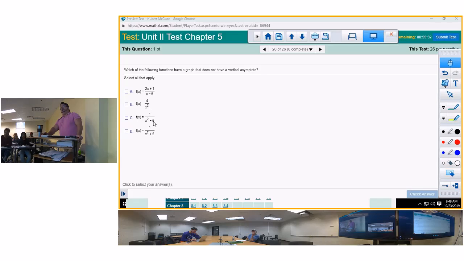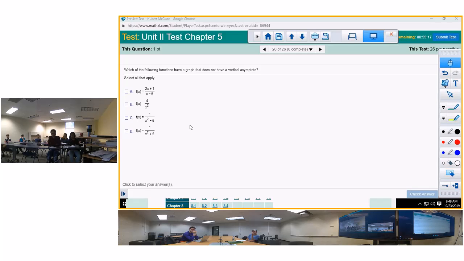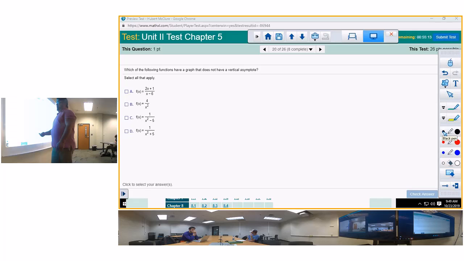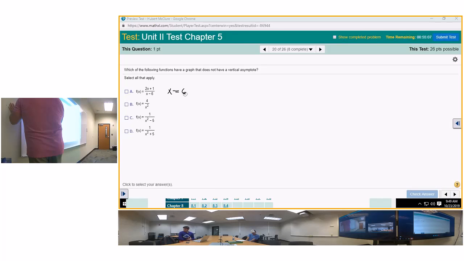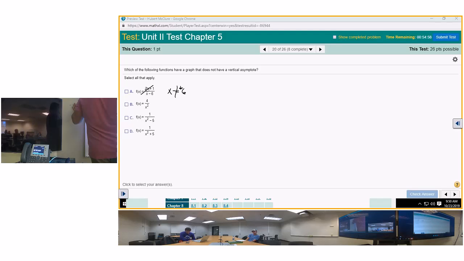X squared minus 5. X squared plus 5. I believe it's either going to be C or D. Why? Because these two have a vertical asymptote. Now, we're using deduction and we're using algebra too. So, also, x minus 6 is equal to 0. X is equal to what? 6. So you cannot plug in 6 here. Everybody got that? Yep. So that one's not it.